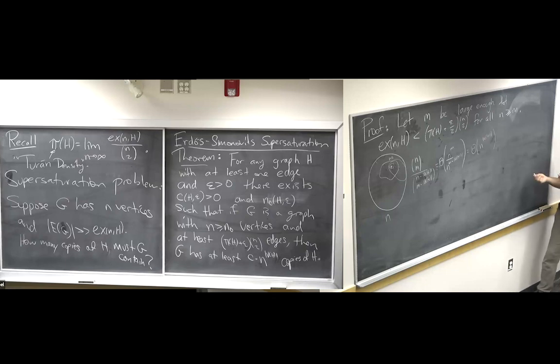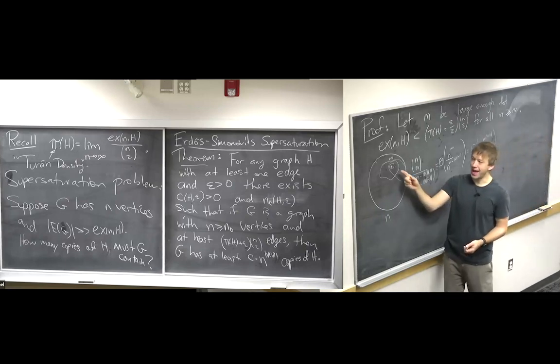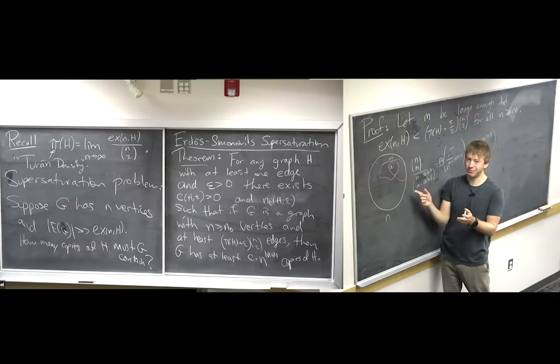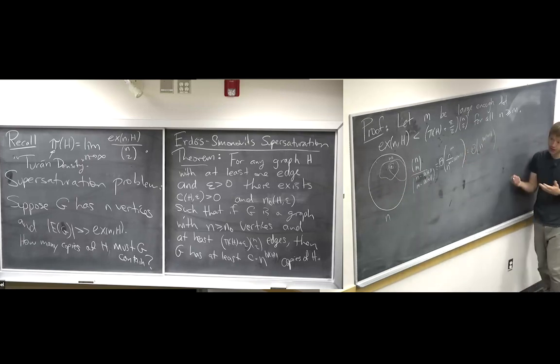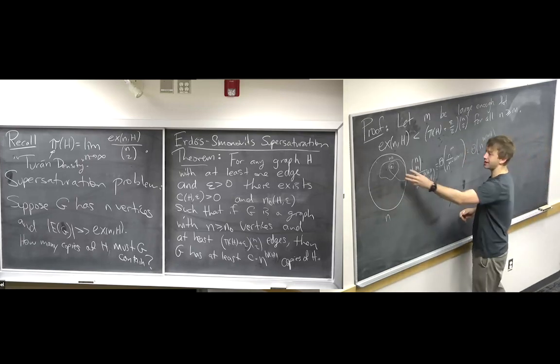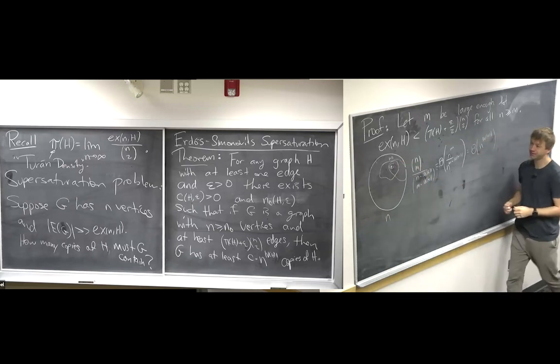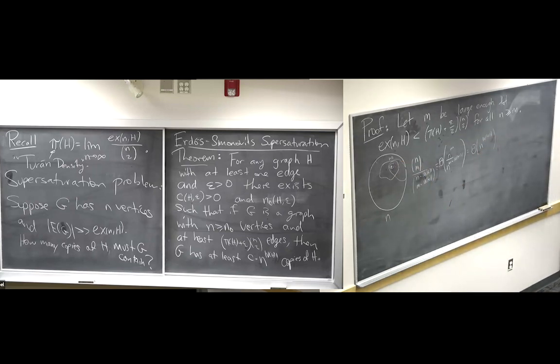But there's a problem with this argument, because I don't actually know that every single possible set of size M has too many edges. There could be some sparse sets and some dense sets. But if I can show that a positive proportion of them have too many edges, then I would win. Okay, let's make this more formal.